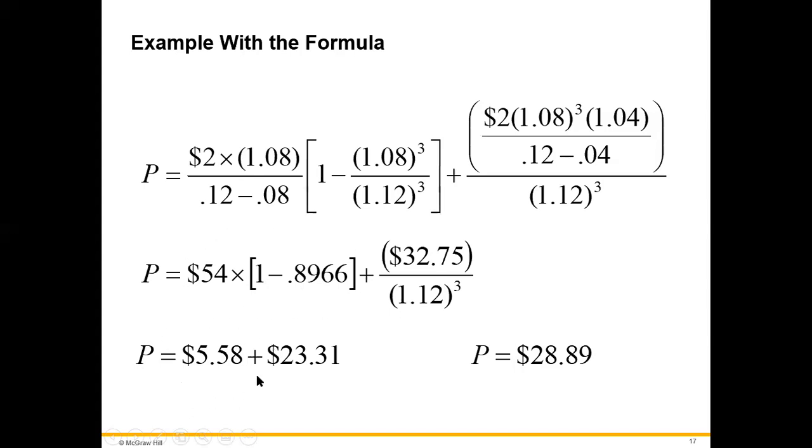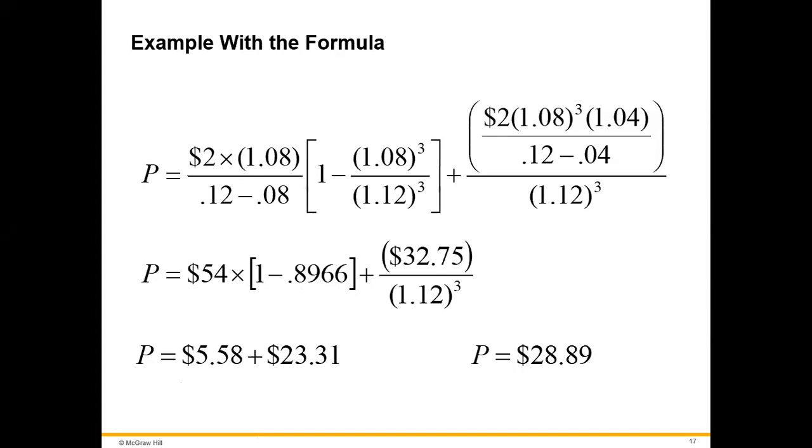So the first part of the price, so the first growth rate, that part of the price results in a present value of $5.58. That's what we just valued there. So the dividends are growing 8% for 3 years. What's the present value of those first 3 years worth of dividends?